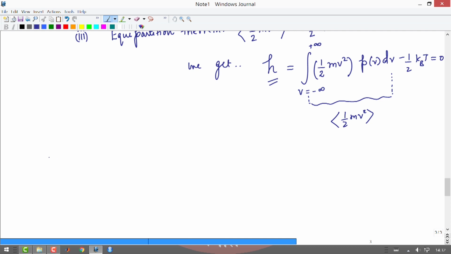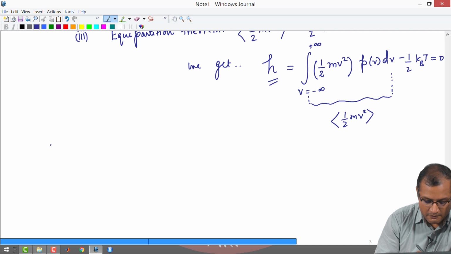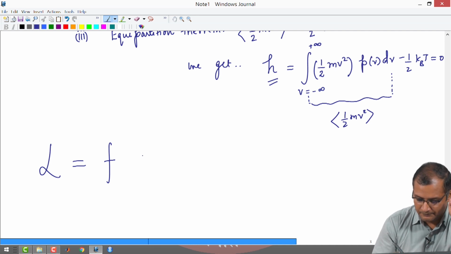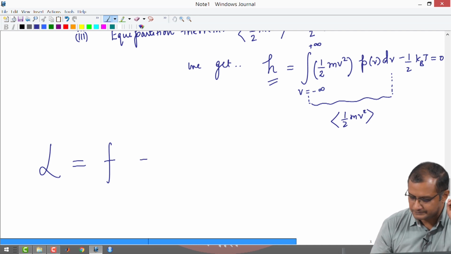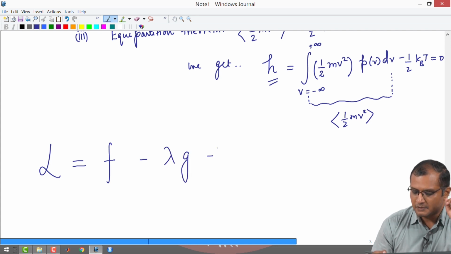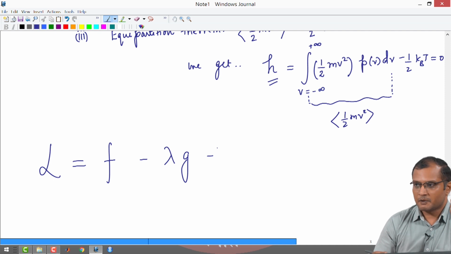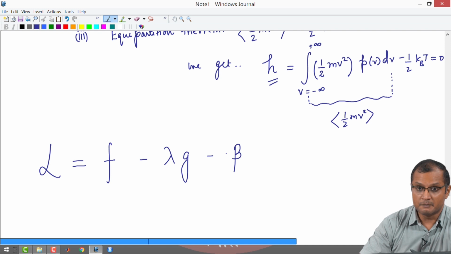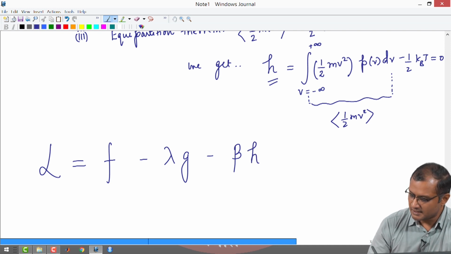So, the same maximization principle leads us to the following equation. Let us write down the following equation. I will write down our Lagrangian as function f, where this f is the entropy, minus lambda times g, where lambda is the Lagrange multiplier corresponding to the constraint g, and another Lagrange multiplier beta corresponding to the second constraint h.